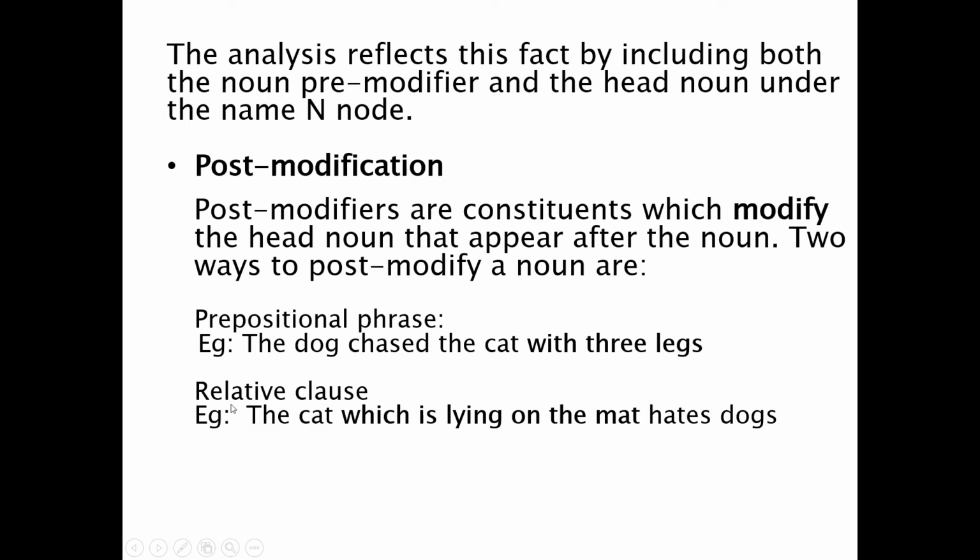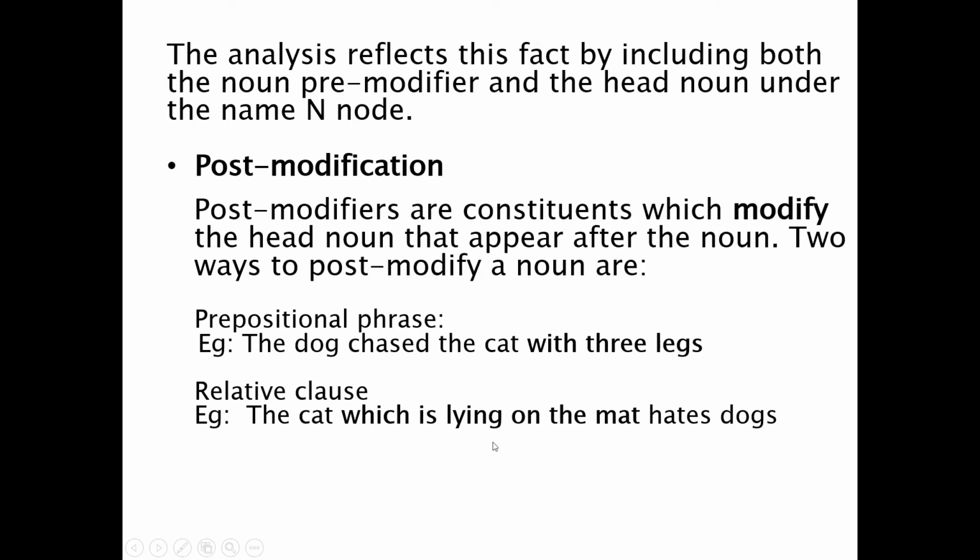Number two, relative clause. So relative clause usually post modify the noun phrase. So relative clauses are post modifiers. The cat which is lying on the mat hates dogs. So the cat, here we have a relative clause which is lying on the mat. So that is a clause. Here we have subject, and we have verb, and we have a prepositional phrase, hates dogs.